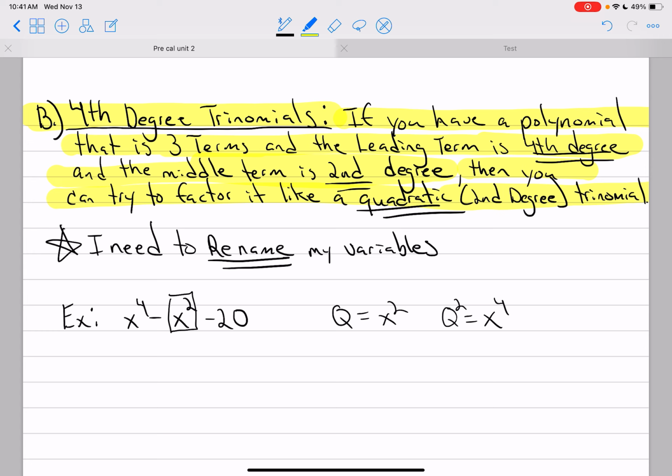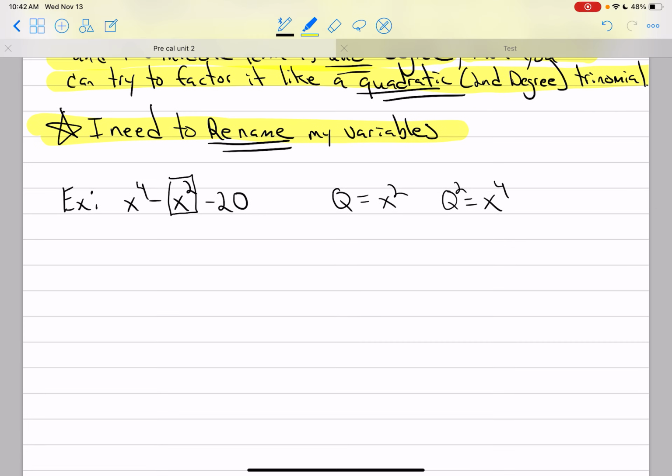So go ahead, and in the start, I'm going to have to rename my variables. So go ahead and write down this example. So for example, if we have x fourth plus x squared minus 20, right? Notice the leading term, 4th degree, yes. The middle term, 2nd degree, yes. It is a trinomial, meaning there are 1, 2, 3 terms. Yes. Then I might be able to factor it this way.